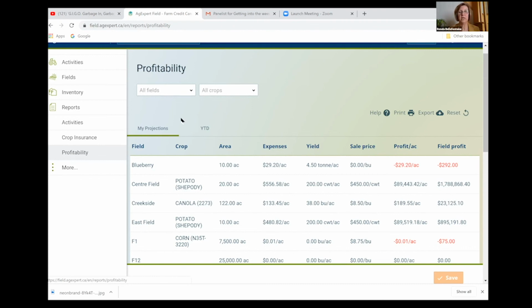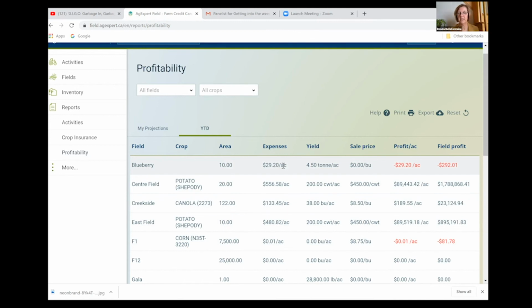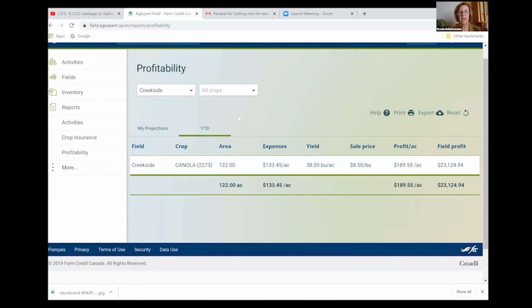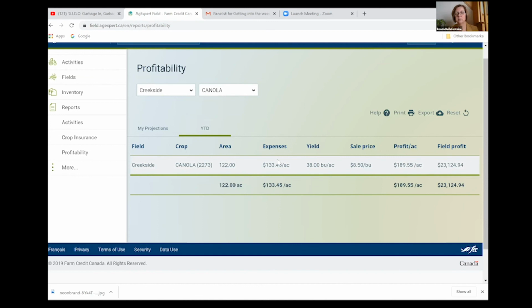So in this particular window, you can do projections on a field or a crop, and you can look at the actual year-to-date results. So in this case, these are the individual fields. It's showing the area, the total expenses recorded to date, the yield, if there were any sales records related, and it shows you your profit per acre and your profit on the field. You can do that by all fields or by individual fields. And you can also see that by the crop. I'll just pick canola. So there are some canola records in here, so I can see this is my profit per acre on that crop, and this is the overall profit on that crop based on whatever inputs I have included in the software.